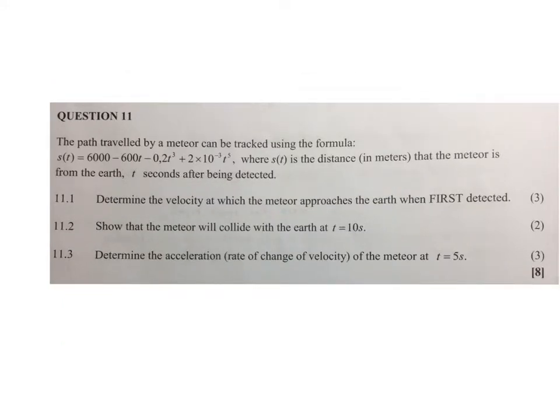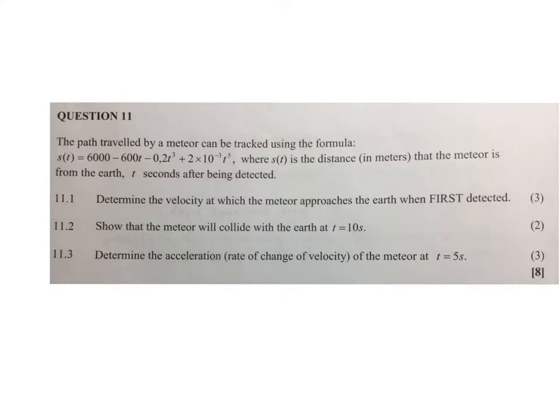The question reads, the path traveled by a meteor can be tracked using the formula S of t equals 6000 minus 600t minus 0.2t cubed plus 2 times 10 to the minus 3 to the power of 5, where S of t is the distance in meters. So this is a formula for the distance in meters that the meteor is from the Earth, t seconds after being detected.